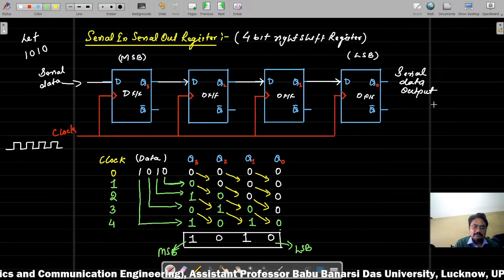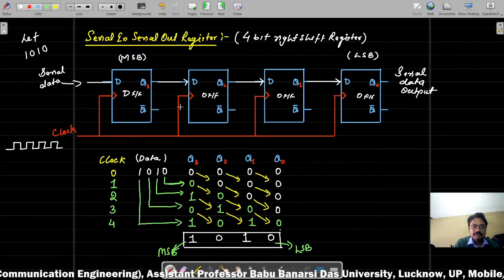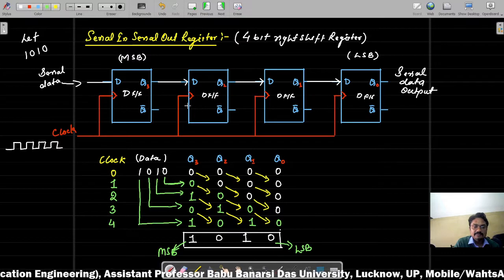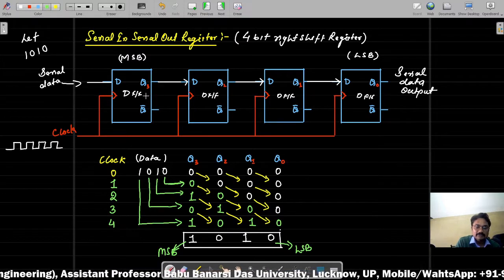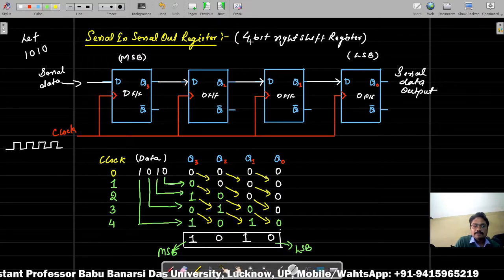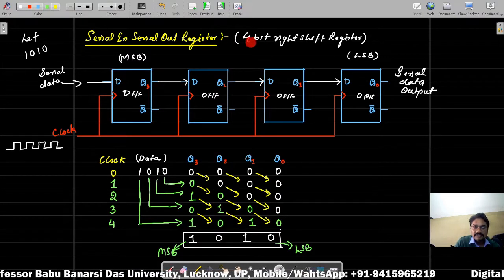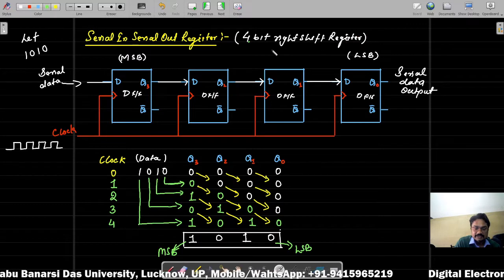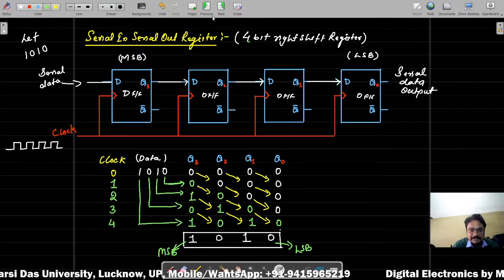And of course, if you observe the flow of data, it is from left to right. That's why we are saying this is the 4-bit right shift register.